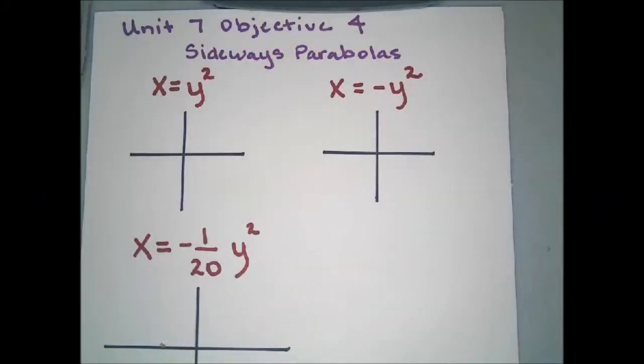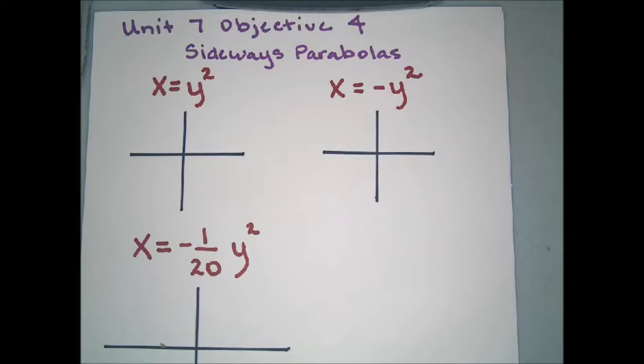In Objective 3, we investigated parabolas that go up and down. In fact, I think in your class you spent 2 class periods studying these things because there was a lot of new stuff presented to you. Well, Objective 4 takes a lot of the same concepts, except the parabolas are now going to go either to the left or the right.